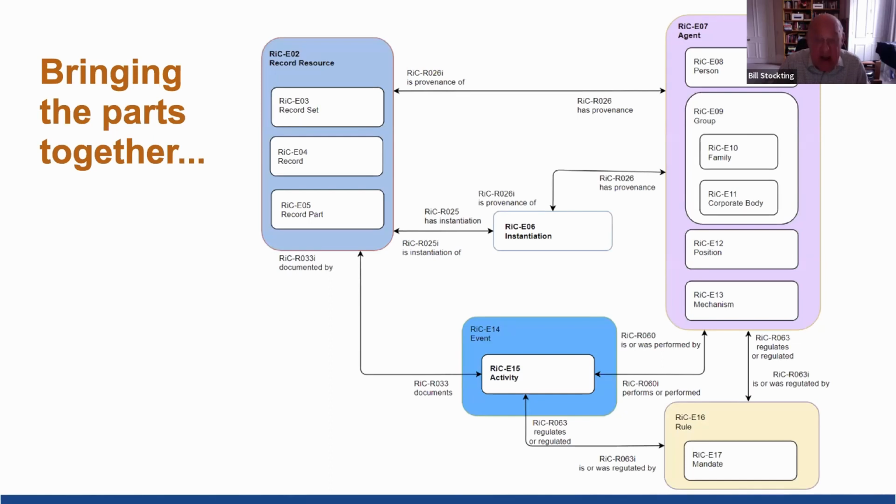This can be seen here in this idealized example, where we have the 4 core entities with the key relationships for archival description represented. Record resources, with the attributes set out earlier, may have an instantiation with its attributes. Records and instantiations have as provenance an agent, be that an individual, group, or indeed machine. Records document the activity performed by the agent, and this example also shows the mandate, which may regulate both the agent and the activity they undertake.